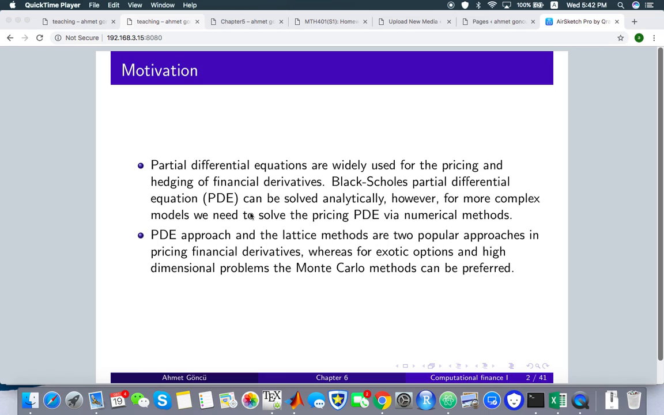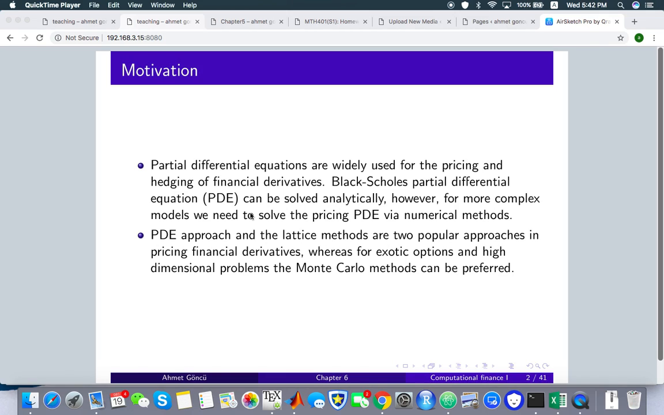Partial differential equations, or the so-called PDEs, are widely used for option pricing purposes, and we will mainly talk about the Black-Scholes partial differential equation in this chapter, and we will see how we can solve this problem numerically. And the Black-Scholes PDE is also very closely connected to the heat equation problem, which is well studied in physics.